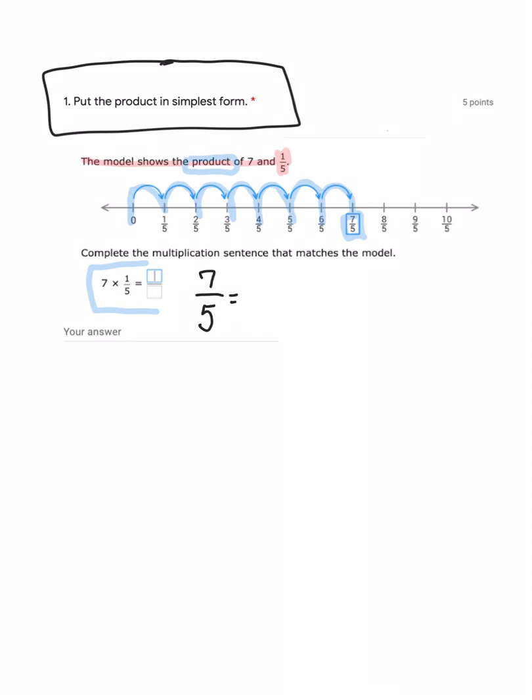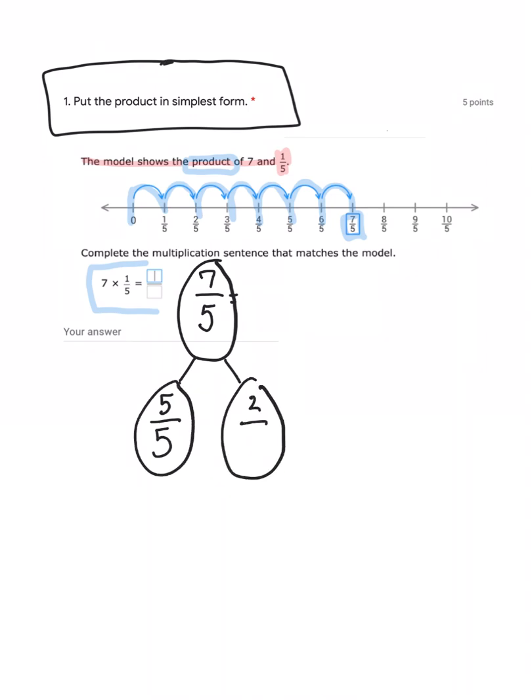Now the directions on this Google form tell us to put the product in simplest form. 7/5 is an improper fraction, so I can break that up using a number bond. 7/5 is composed of 5/5 plus 2/5. 5/5 is the same as 1 whole with 2/5 left over. So 7/5 is equivalent to 1 and 2/5. That's how I want you to put your answer on the Google form.